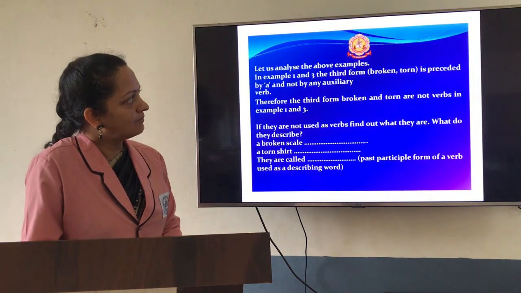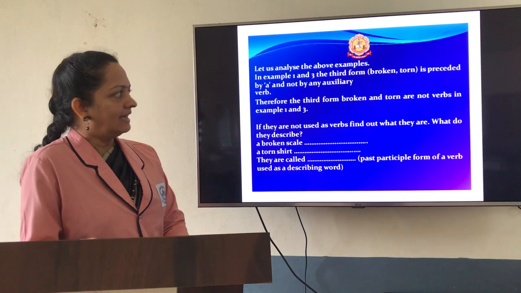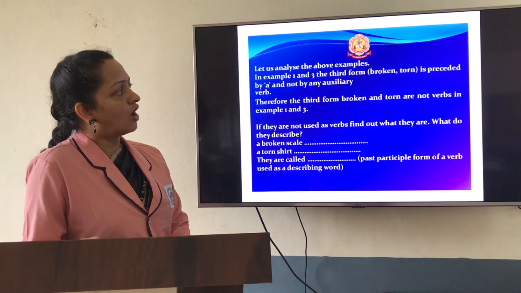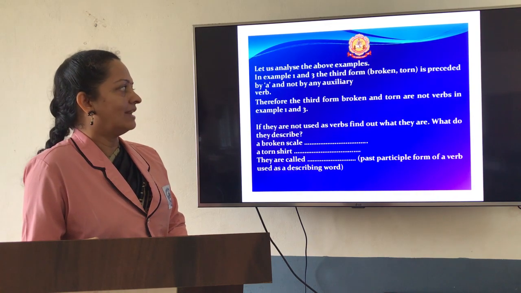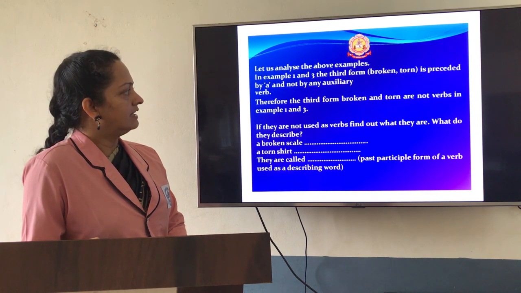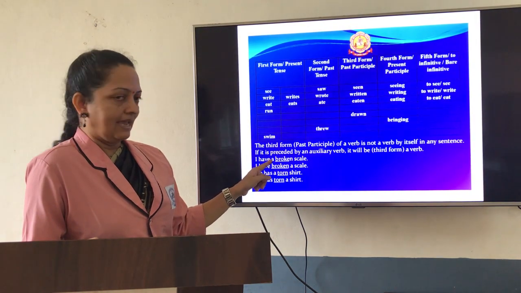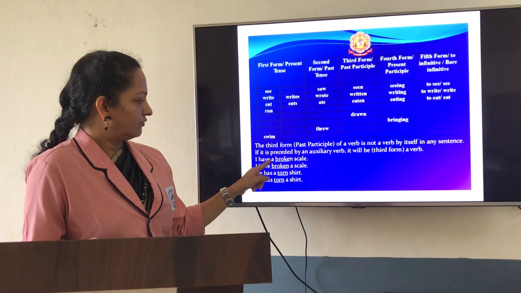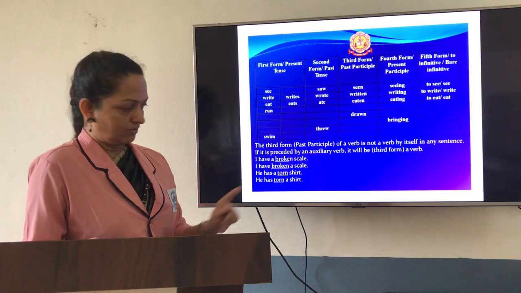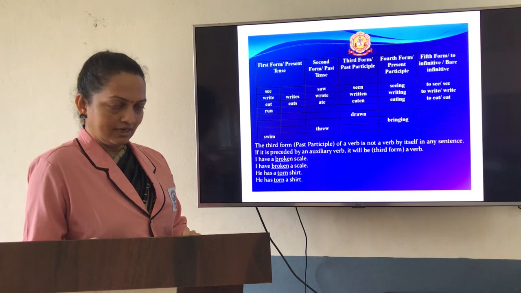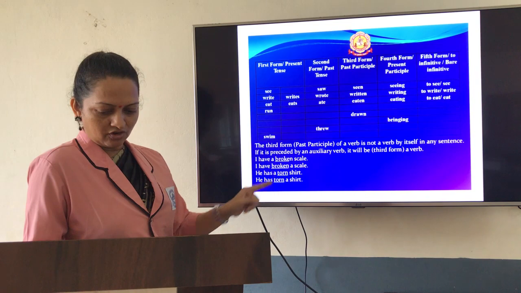So let us analyze the above examples. Just now we have discussed: in examples first and third, the third form, broken and torn, is preceded by a, and not by an auxiliary verb. Just now I told you, it is not. It has an article over here. The first sentence and the third sentence also have a before the word torn. A is not an auxiliary verb. We have already discussed this.